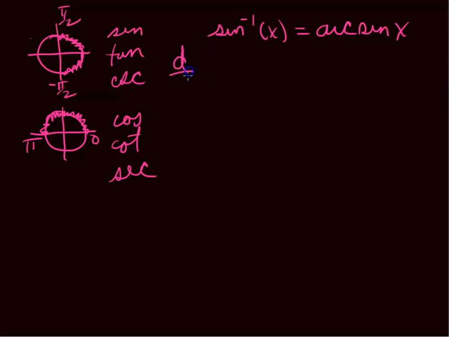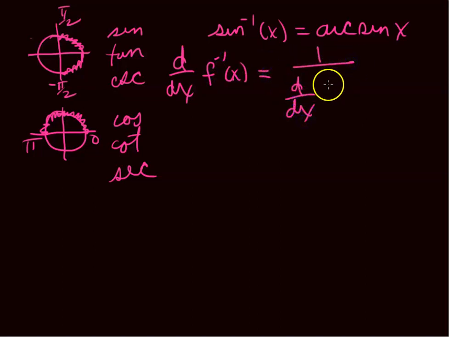Remember, the derivative with respect to x of the inverse of some function at x is equal to 1 over the derivative with respect to x of the function at f inverse of x. So remember, we got to put that value in.